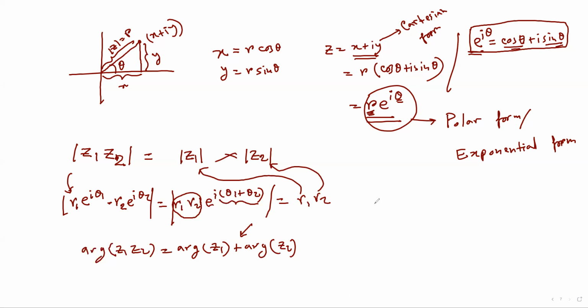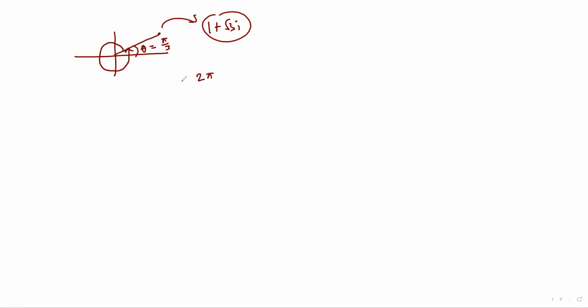Similarly, you can understand that. Now let's have a better look at this operator argument. For example, for 1 plus root 3i, let's get back to that guy. So this is the complex number. The argument happens to be pi by 3. But what if someone claims that the argument of this number is 2 pi plus pi by 3?